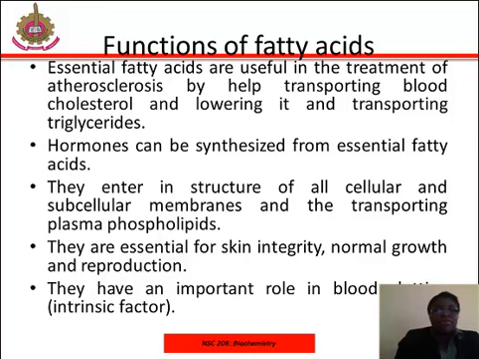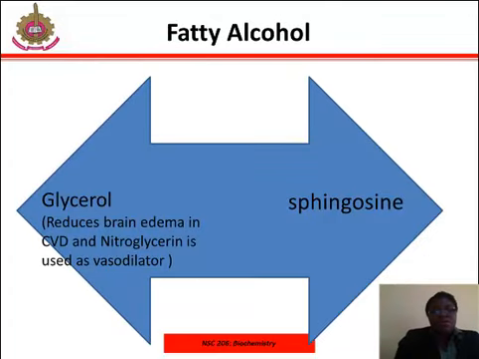They also have an important role to play in blood clotting, that is, forming the intrinsic factor. In addition, fatty acids can be oxidized for energy production and they serve an important role in the health of the retina and vision. They are important in preventing and treating fatty liver. Fatty alcohol is divided into glycerol and sphingosine. Glycerol is a trihydric alcohol, that is, it contains 3 hydroxyl groups and has the popular name glycerin. It is synthesized in the body from glucose.